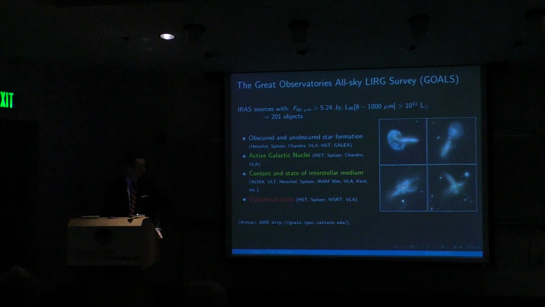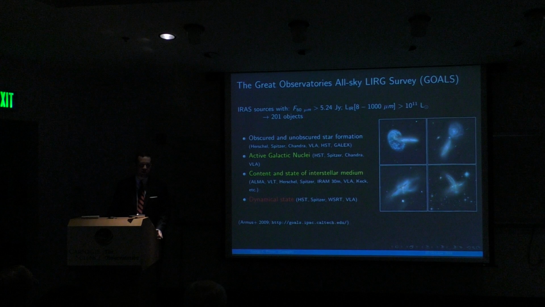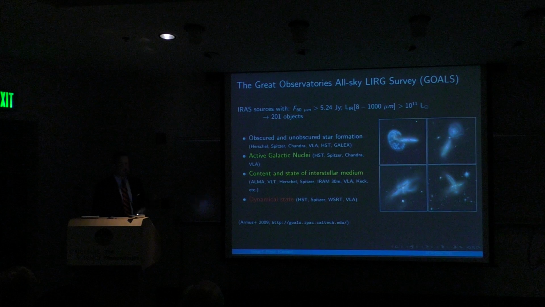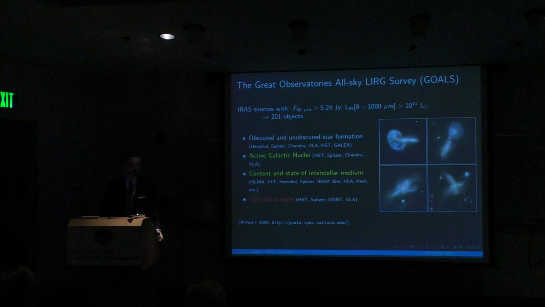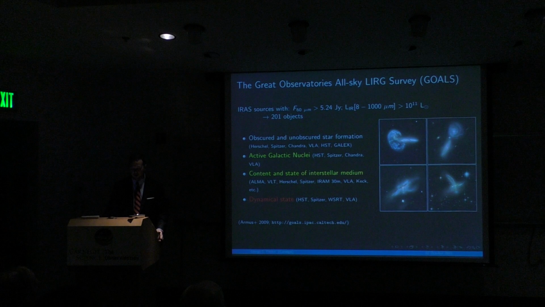The GOALS sample has this lovely multi-wavelength data set that basically stretches from radio through X-rays. And we can essentially probe all of these interesting physical processes in galaxies: the obscured and unobscured star formation, the presence of AGN, the interstellar medium properties and content, and also the dynamical state. And Francois mentioned my identikit modeling, which is firmly in the dynamical state. I won't talk about that today. I'm going to focus on the AGN and the ISM properties.